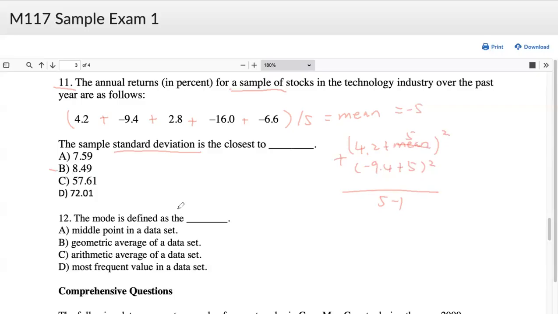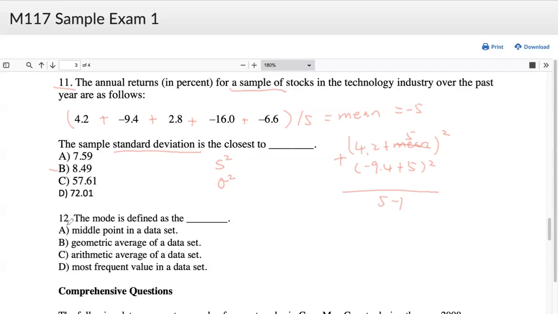And related to this, that's variance, right? If we do not take the square root, that's variance. And if you could, remember the standard deviation for a sample uses S. S squared will be the variance. And for a population it would be sigma.